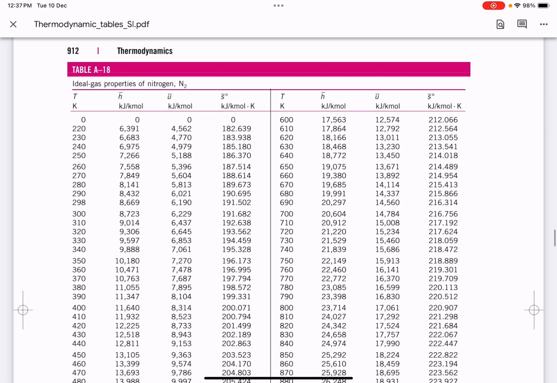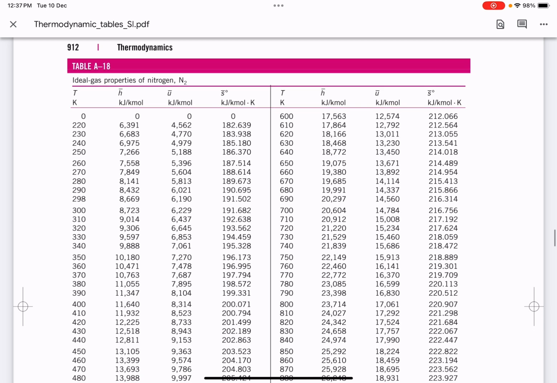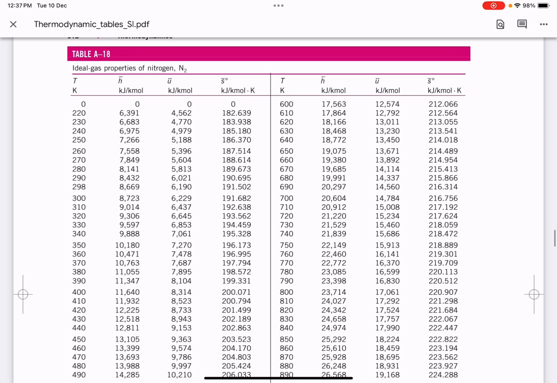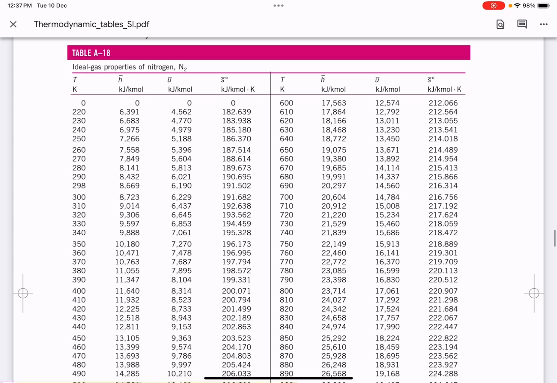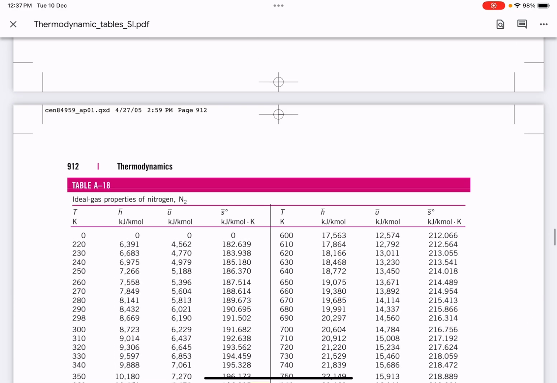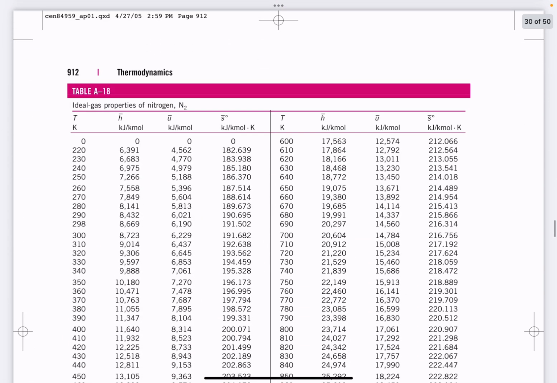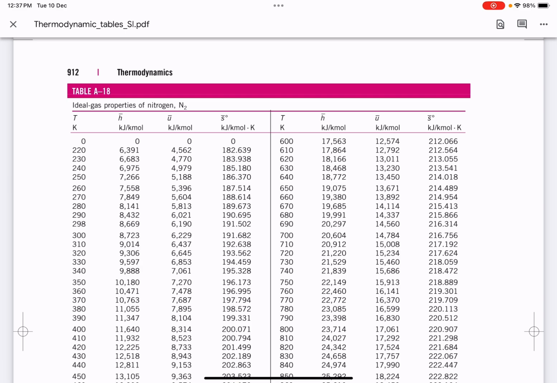But this is in a different unit. You just need to change into kilogram by using the molecular weight. So for table A18, the values of internal energy and enthalpy are in a different unit from those in table A17, but we can just change the unit using the molecular weight.